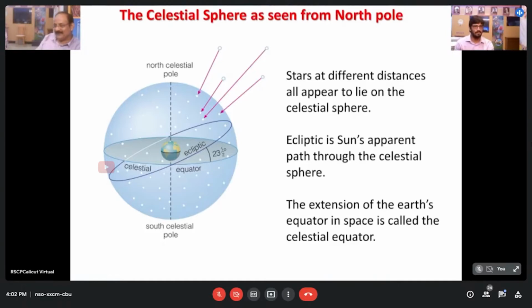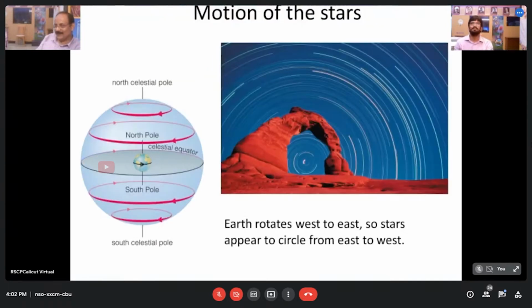So we have the celestial equator, celestial sphere, and we have spoken about the motions. And this is one more very interesting thing. See, everything is rising, everything is setting. So how do you visualize this?